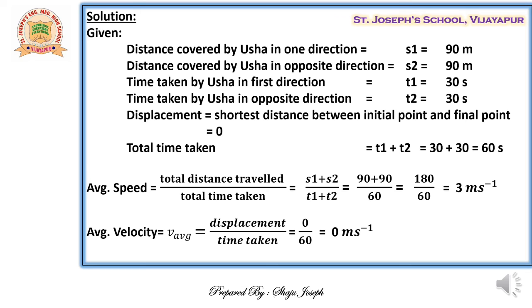What we identify here is that average speed and average velocity need not be the same always.